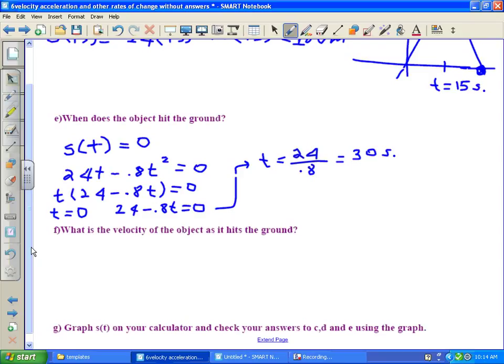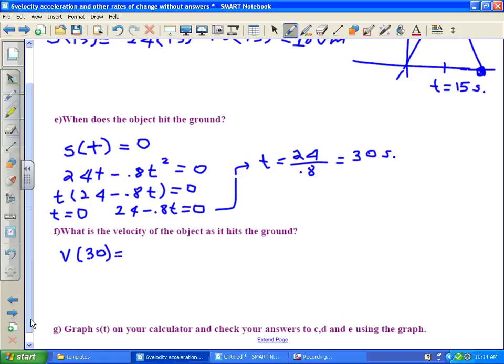Okay. Do we set equal to 30, or do we substitute 30 in for t? Exactly. Substitute 30 for t in the equation for velocity. So we want to do v of 30 seconds. What's the velocity at that moment? And we had already gotten the velocity equation. It was 24 minus 1.6t, and now t is 30.